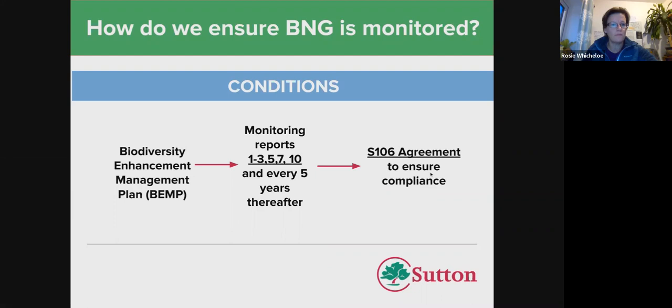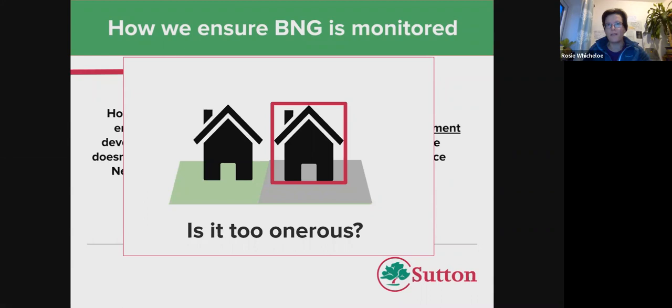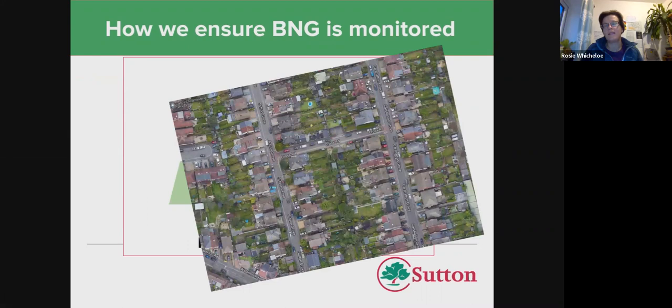And do we think that this is too onerous for these sorts of sites? And do we think that this sort of approach delivers on the Lawton principles?